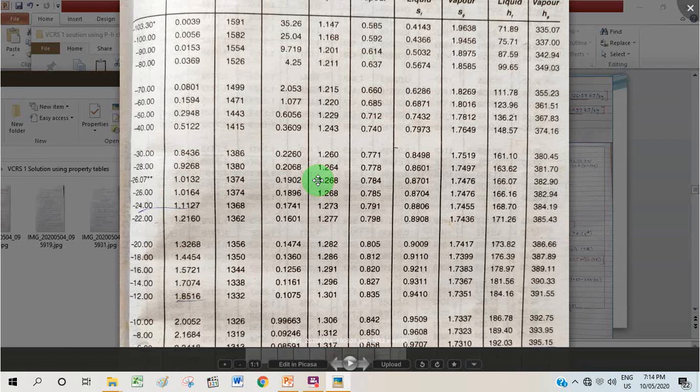But you can use any method, that's your choice. Sometimes to solve some difficult problems we have to use a combination of both methods, that is ph charts and the property tables. So I will stop here, and in upcoming sessions we will solve some more problems covering different varieties and cases of the vapor compression refrigeration system.